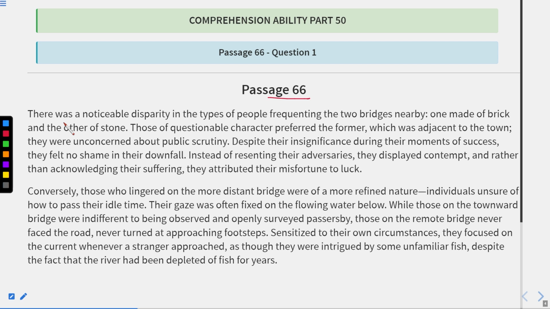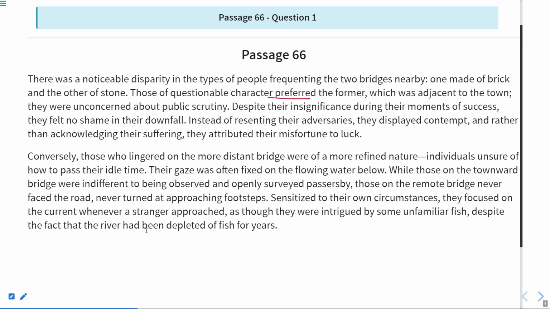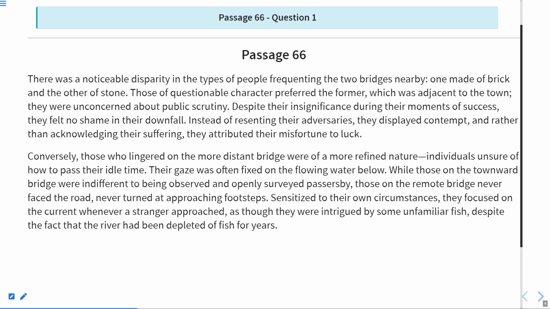So first of all, let us read this entire passage. You will have something in your mind about what the passage is about. So we'll discuss this passage number 66. Okay, so here is passage number 66.